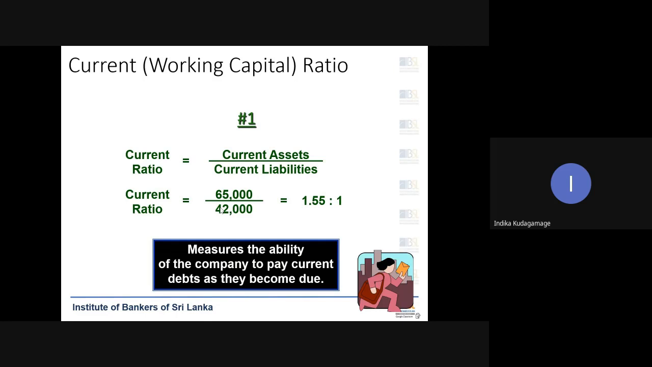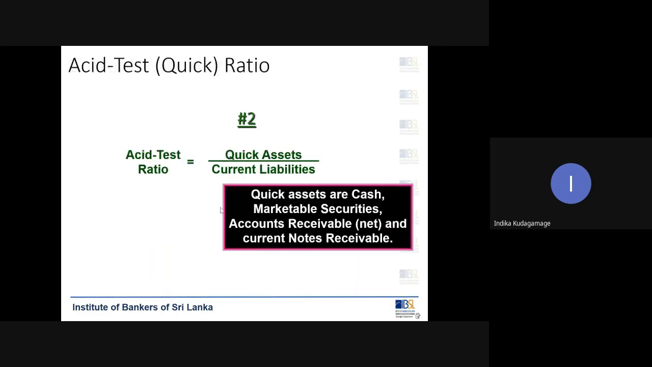That is the current ratio. Then we have the acid test or quick ratio. What does that mean?